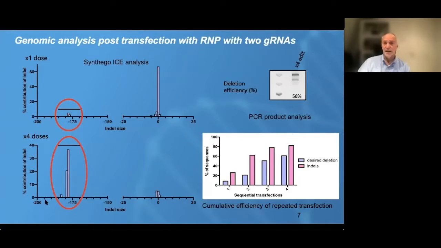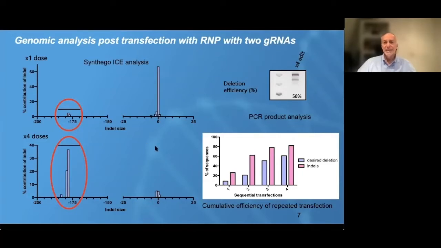targeted region and then perform ICE analysis, which is software for calculating the frequency of different indels within the targeted region. And after a single transfection, we had quite a low frequency of our expected deletion event, which you see here. And this shows that the preponderance of sites are still wild type, with some single indel events occurring as well.